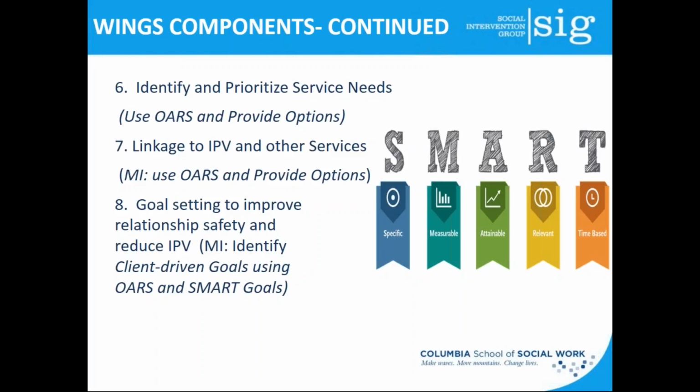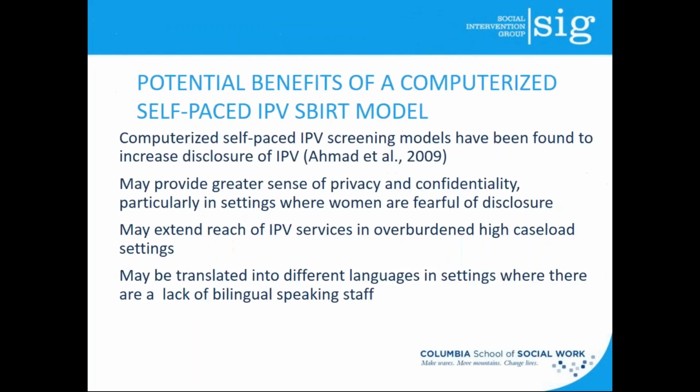And then throughout we do goal setting that they can use to improve relationship safety and reduce IPV, using this SMART acronym of setting goals, which means setting specific goals that are measurable, attainable, relevant, and time-based. And we have them set goals in terms of how they can enact their safety plan, how they can follow up with referrals, how they can follow up with enhancing their social support.